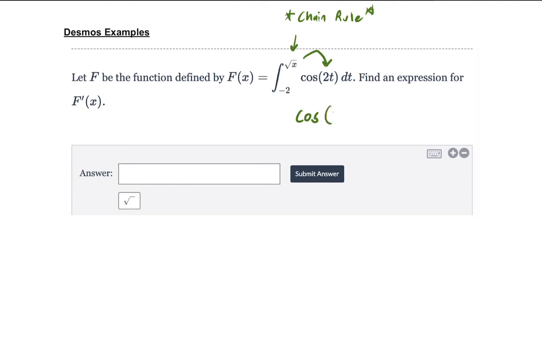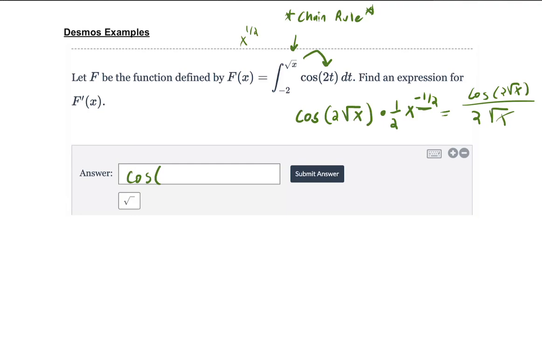The cosine of 2 root x times, okay, well, this is x to the 1/2. So the derivative of x to the 1/2 is 1/2 x to the negative 1/2. And I could play around here. I could try and turn this into the cosine of 2 times the square root of x all over 2 times the square root of x, right? When you take this negative 1/2 and you move it down. Or, again, feel free. It's totally reasonable to just leave this as times 1/2 x to the negative 1/2.